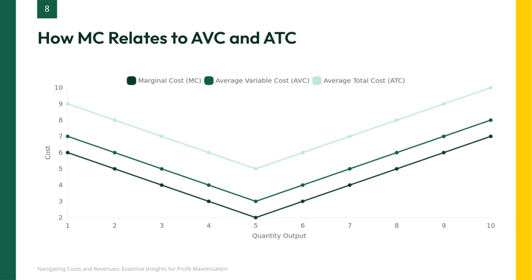Understanding the interplay of these cost curves helps in making decisions about production levels to optimize cost efficiency. As quantity increases beyond the minimum points, costs per unit gradually rise, indicating less efficient production. This visual clearly shows the important roles these cost measures play in production planning.